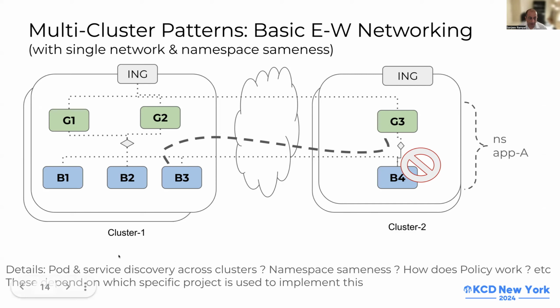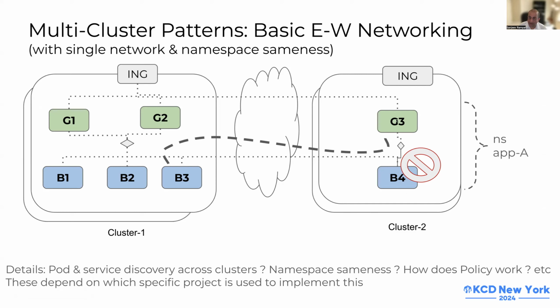There are details on how the discovery of the services and pods, backends, happens across these clusters. How does policy work? Some of that is specific to the projects, which we'll list out shortly. So here we've seen, in this case, a failure example where backend service B4 has failed in cluster 2.